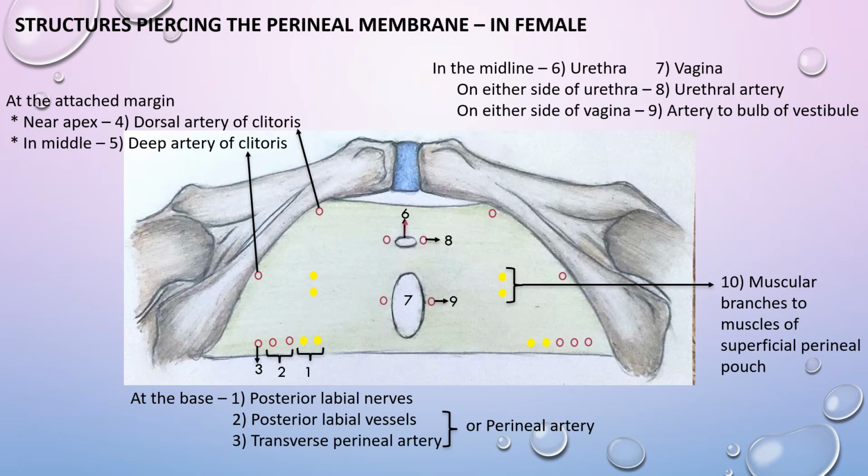These muscular branches initially lie in the deep perineal pouch, pierce the perineal membrane, come to the superficial perineal pouch, and supply the muscles of the superficial perineal pouch.